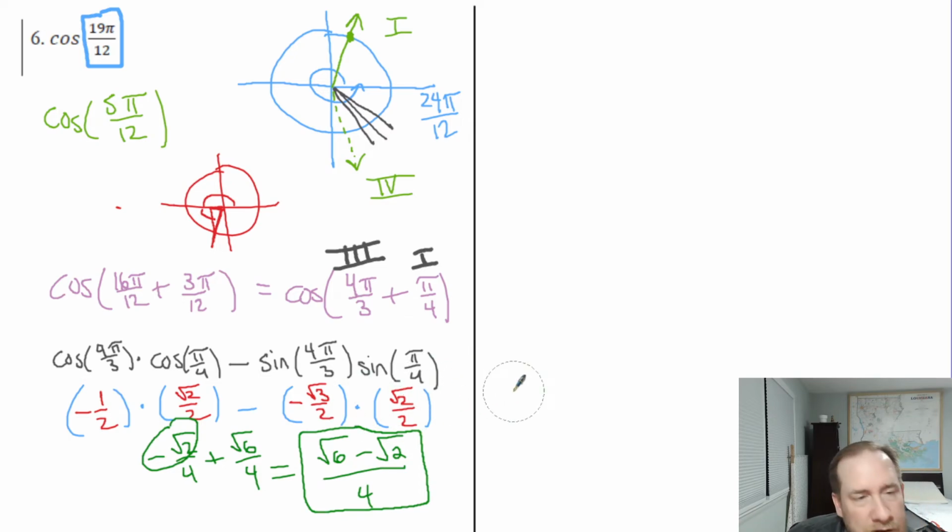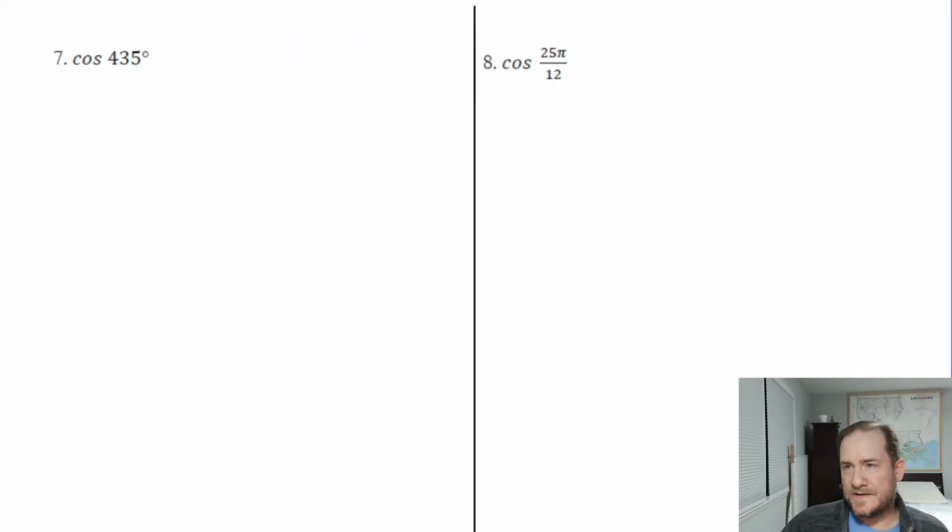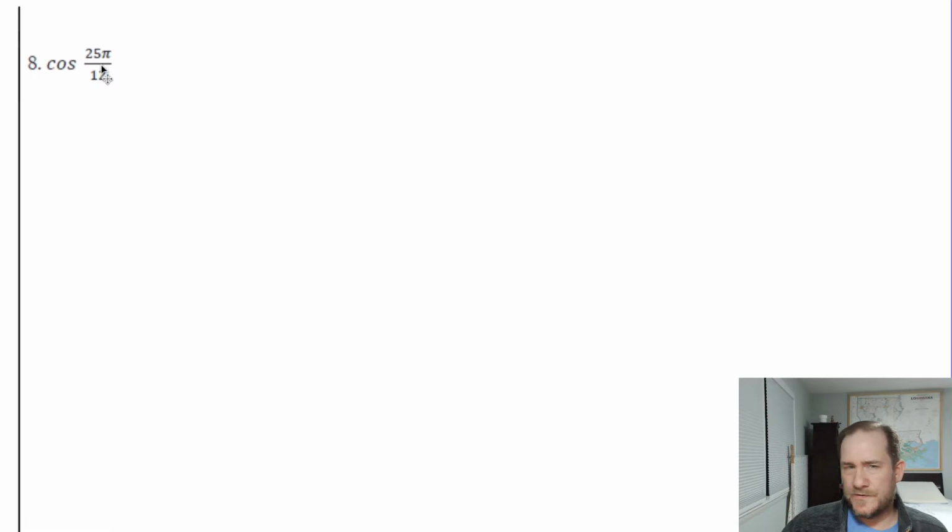Okay. So hopefully you are understanding this well. 8. So all the evens this time are radians, and that's okay. I don't have much to say about this. We'll do 8.